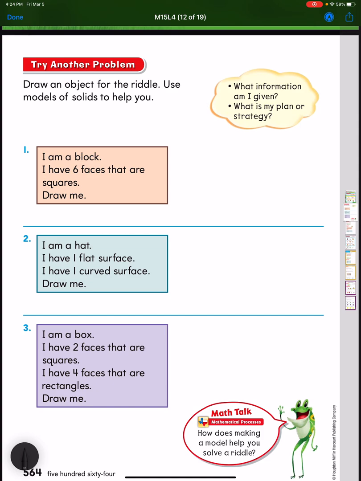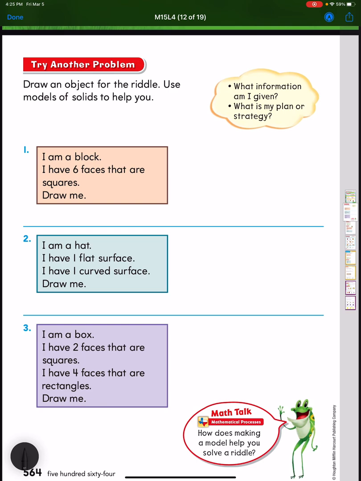So let's look at the rest of our pages. It wants us to try another problem. It says, draw an object for the riddle. Use models of solids to help you. So think about what information we're given and what's our plan or strategy. So our plan or strategy is going to be a model, and a model can be a drawing. Number one's riddle says, I am a block. I have 6 faces that are squares.